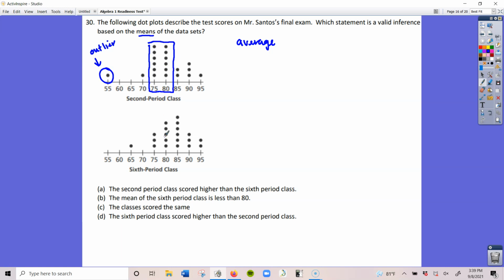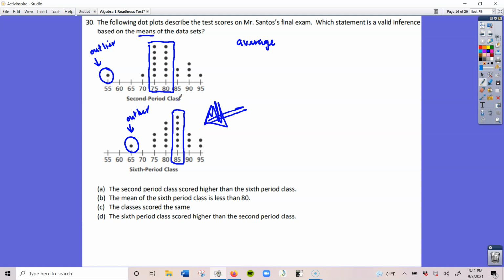In the 6th period class, the majority of the dots are here at the 85. So this average is a little bit higher. Plus, this outlier is higher than this outlier. What that means is that this outlier will affect this average. It will lower it, but not as much as this one because it's not as low as this 55. So let's look at these options. From here, just by looking at these boxes, I can tell that this class here overall did better because the average is higher.